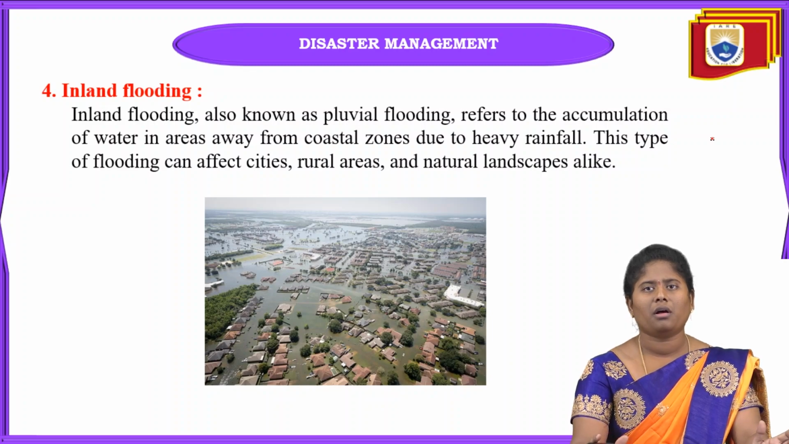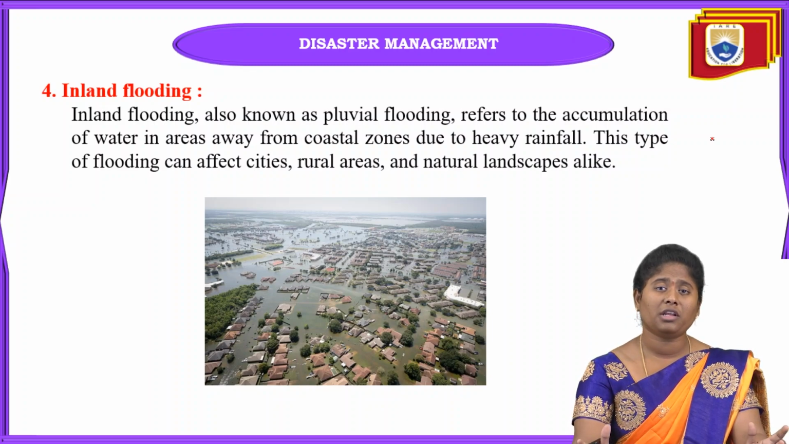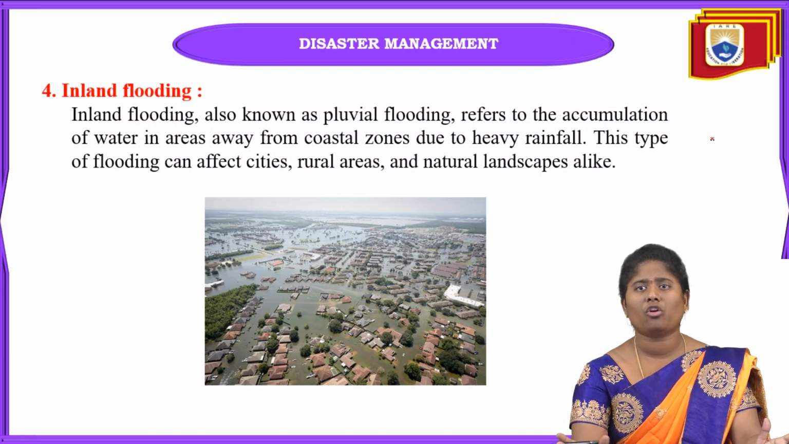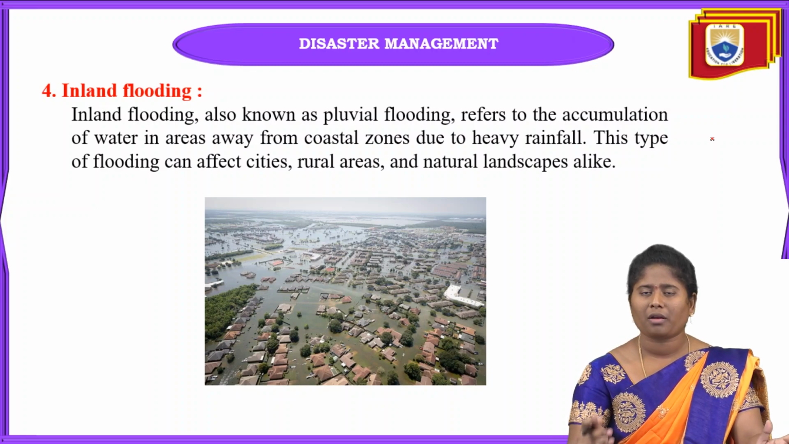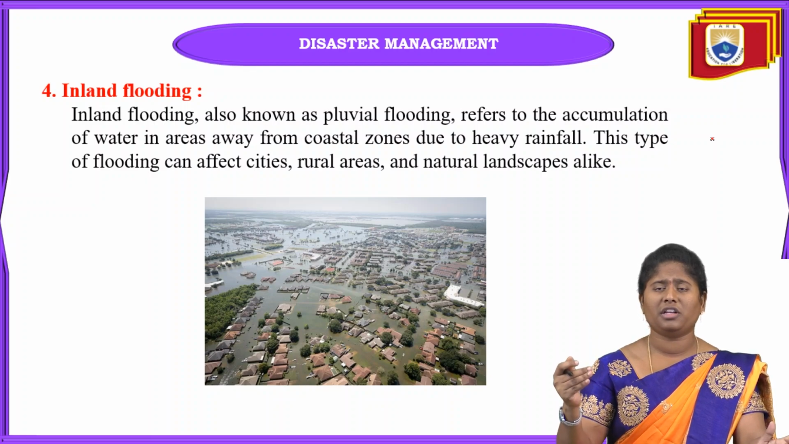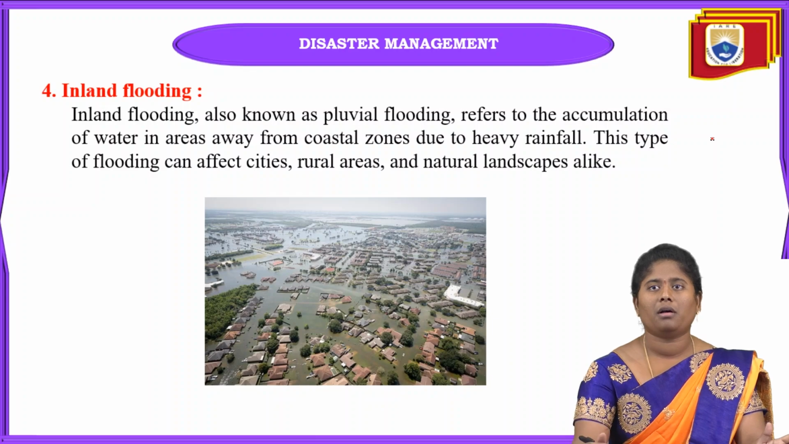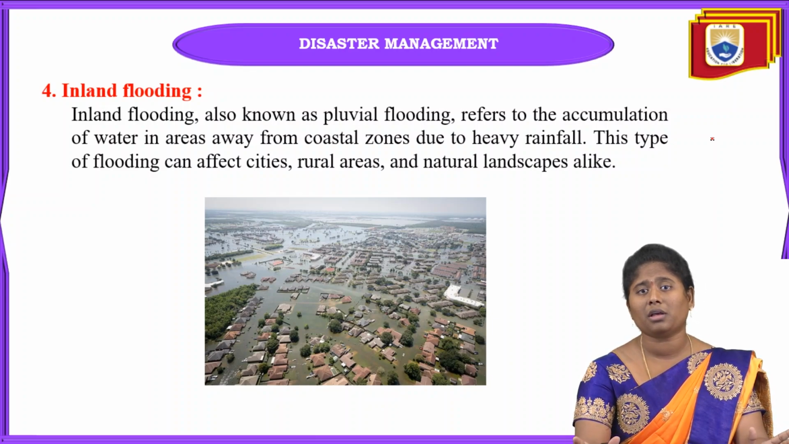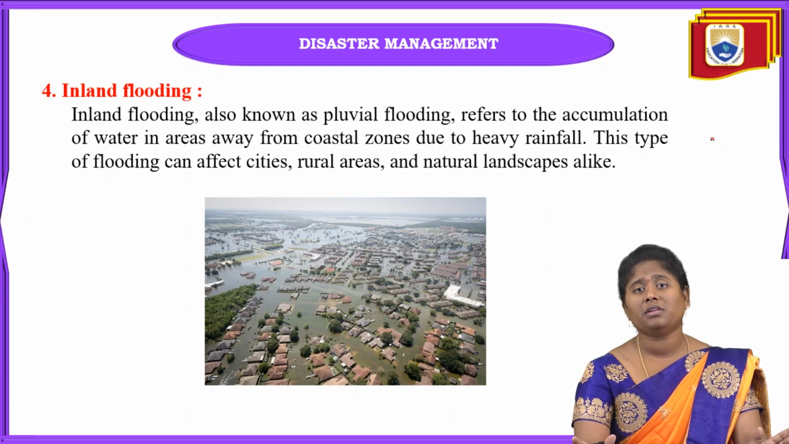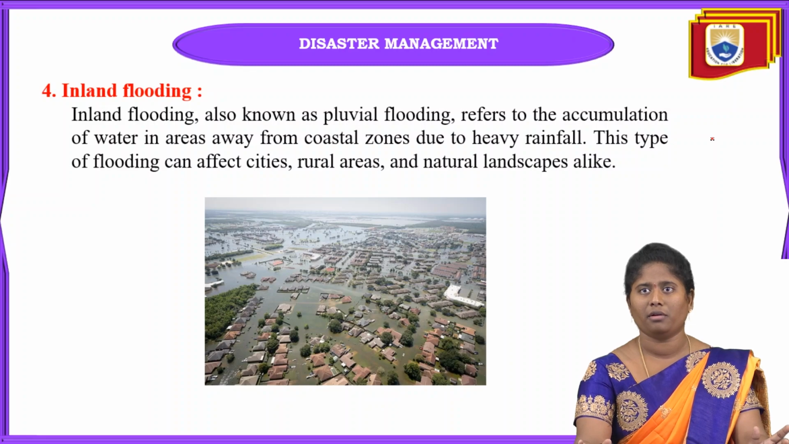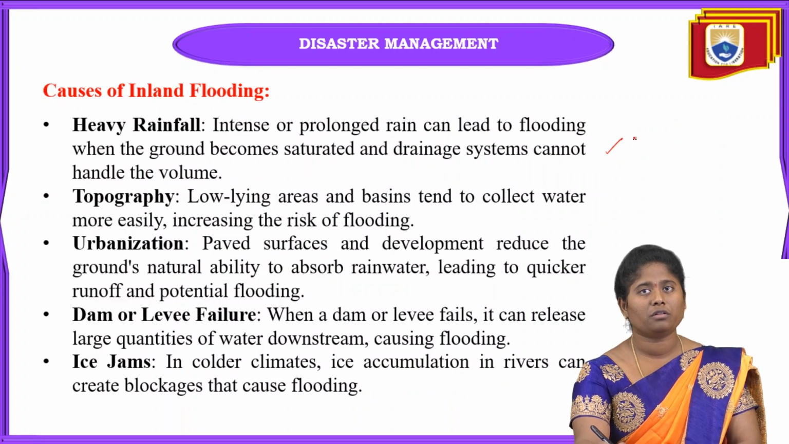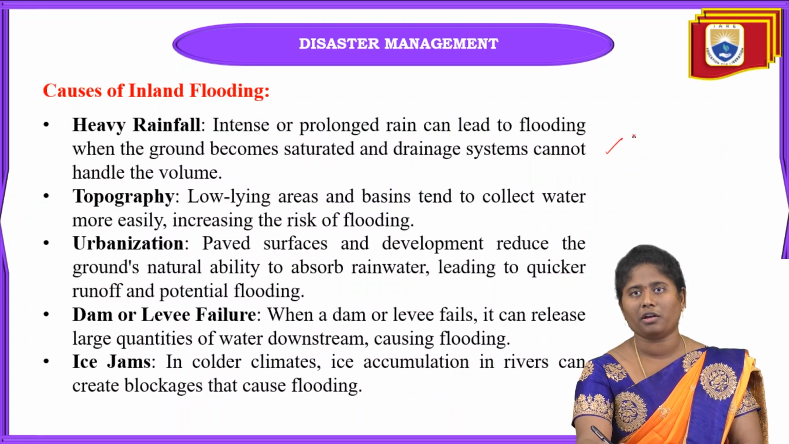Why? Because near these cities or rural areas, rivers or oceans or seas may not be present. These cities and rural areas are very far away from rivers or oceans. So why does inland flooding occur? Due to heavy rainfall. The main cause of inland flooding is heavy rainfall.